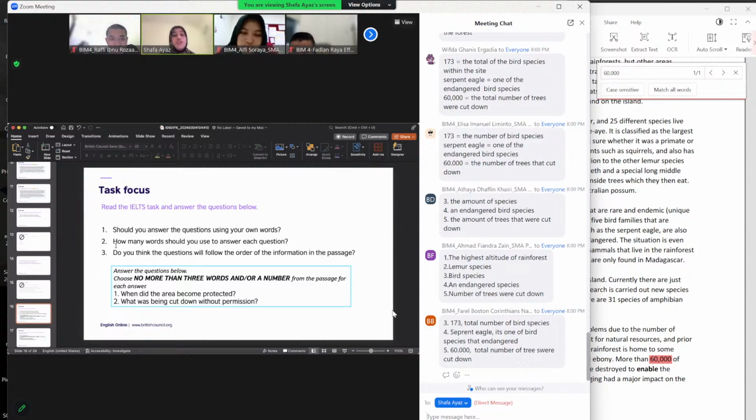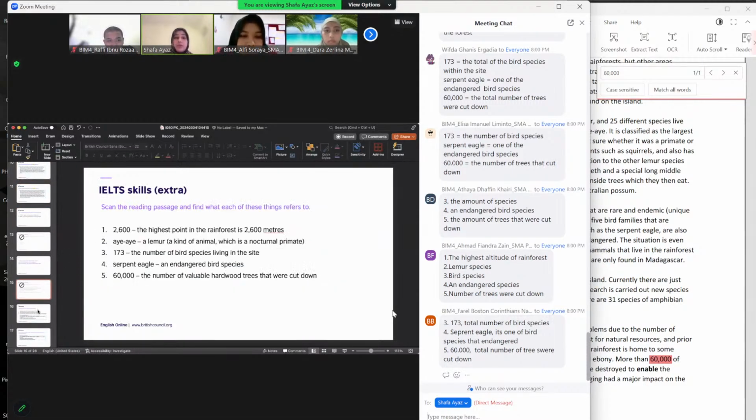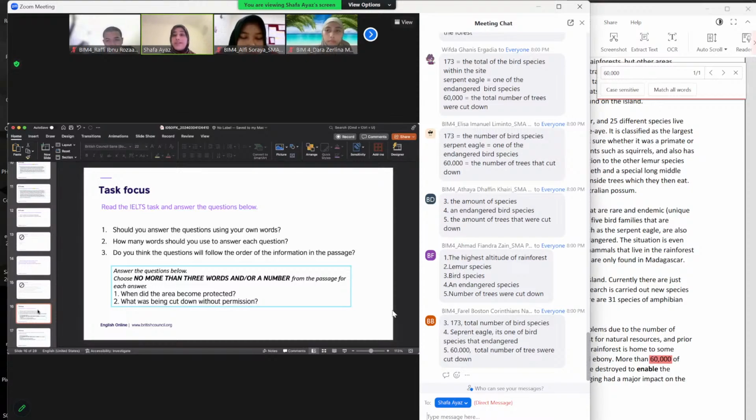How many words should you use to answer each question? And there's a clue in the box below. No more than 3 words. Excellent. So whenever you're answering these questions, the ones that we just practiced here, whenever you're answering these type of questions in your IELTS reading test, remember to choose no more than 3 words and or a number from the passage for each answer.